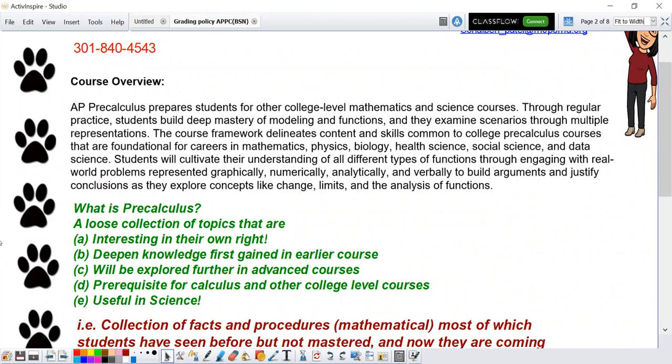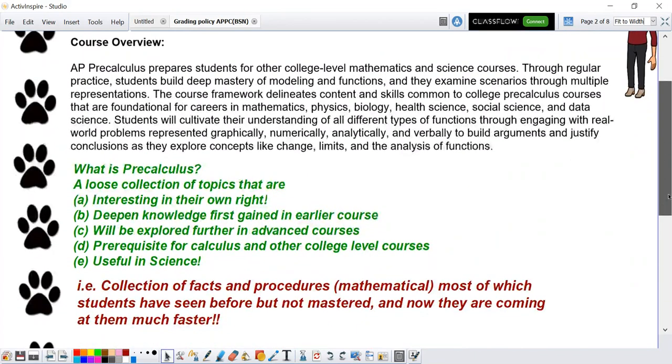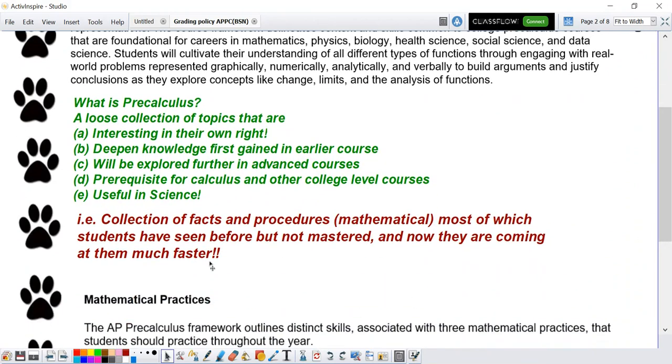Students will cultivate their understanding of different types of functions. We are going to use technology as well. We will be using a calculator. We will check graphically, numerically, analytically, verbally, and there are many topics we are going to explore, like limits and analysis of functions. Another way to put it is that it's a collection of facts and procedures, most of which students have seen before but have not mastered fully. And now they are coming at them at a much faster pace.